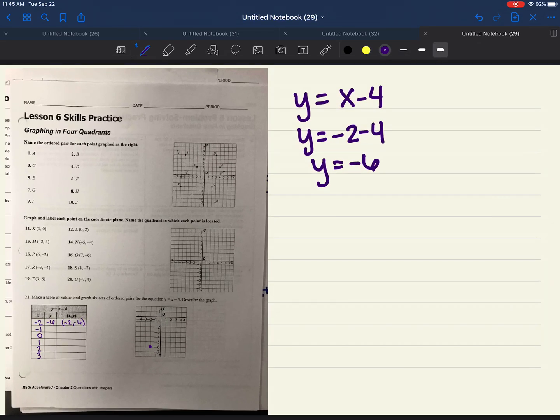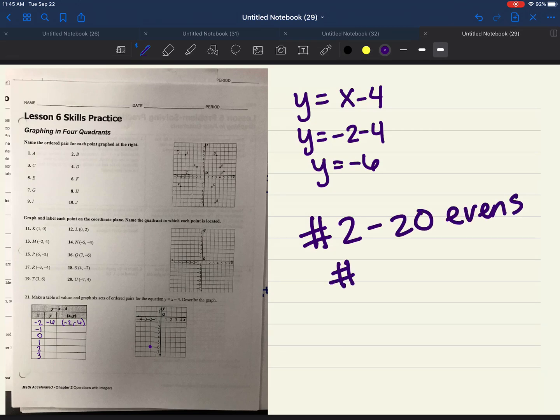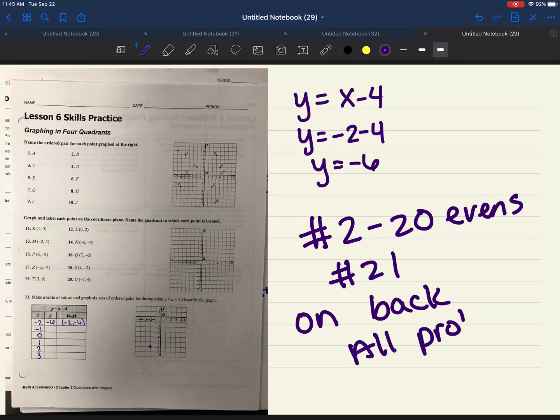All right, here's the deal, you guys. On this page, you're doing 2 through 20 evens, which obviously is the ones I didn't do with you, and then 21. And then on the back page, you're doing all problems, which is just 6, okay?